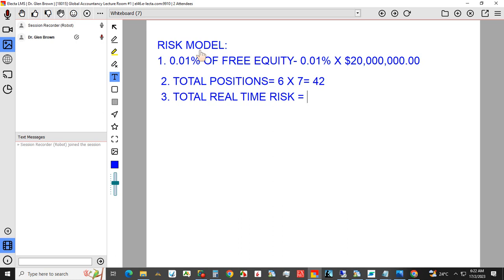Because in truth and in fact, one trade cycle then consists of 42 trades, 42 positions. So the total real-time risk, using the 42, multiplied by the 0.01% will give me 0.42%. And this, in my opinion, is the best it gets in order to maintain drawdown level.